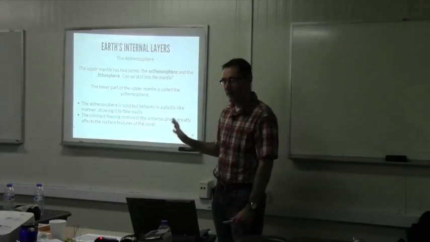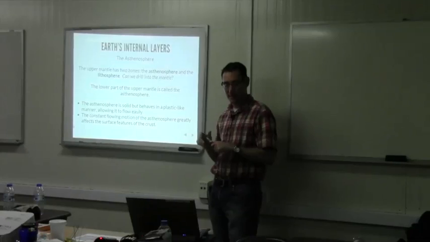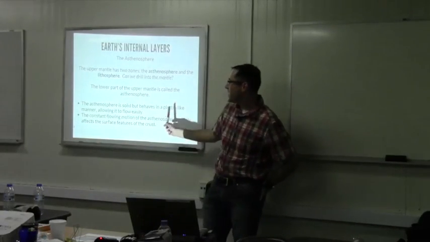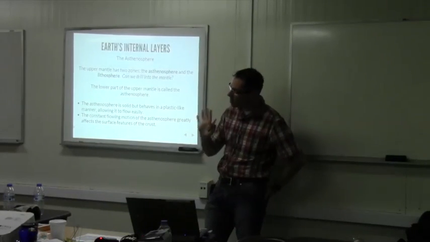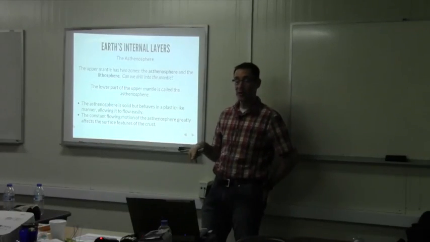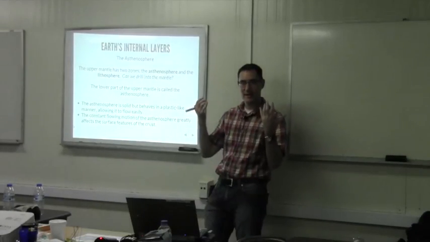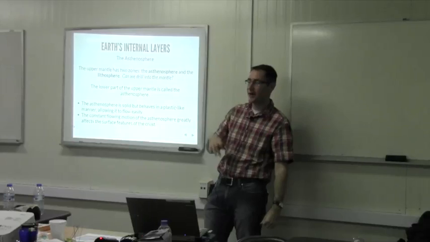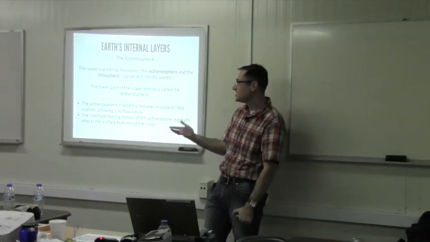All right, anyway, back to the asthenosphere. Here's an interesting thing about the asthenosphere. It is solid, but it behaves in a plastic manner, allowing it to flow. When we talk about flow, we are talking about relatively slow flow, and solid flowing through other solids. The Earth itself is able to flow, but we're talking about thousands or millions of years for flow to happen. But it is plastic.